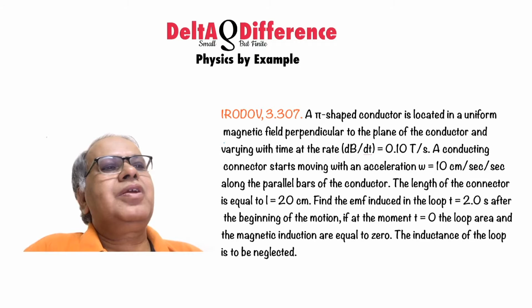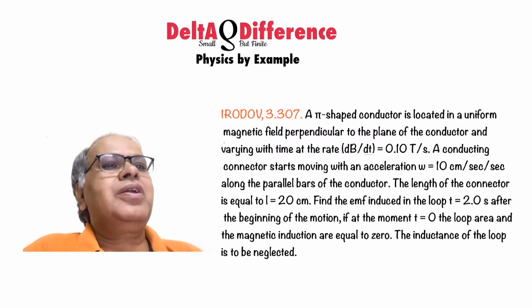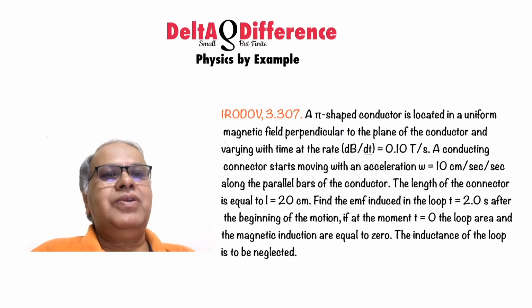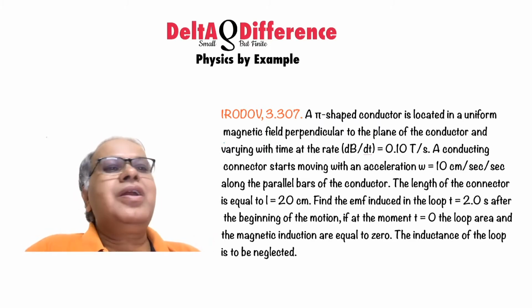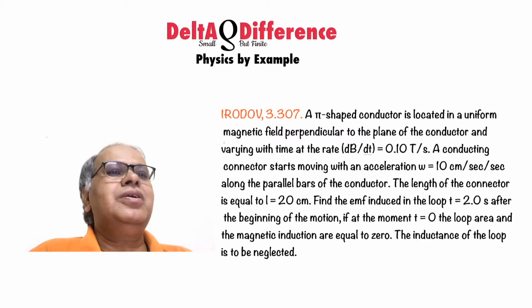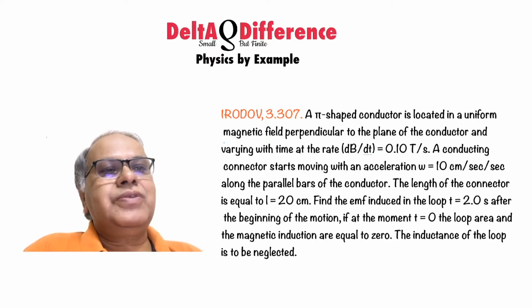3.307. A pie-shaped conductor is located in a uniform magnetic field perpendicular to the plane of the conductor and varying with time at the rate dB by dt equals 0.10 Tesla per second. A conducting connector starts moving with an acceleration w equals 10 centimeters per second squared along the parallel bars of the conductor. The length of the connector is equal to L equals 20 centimeters.